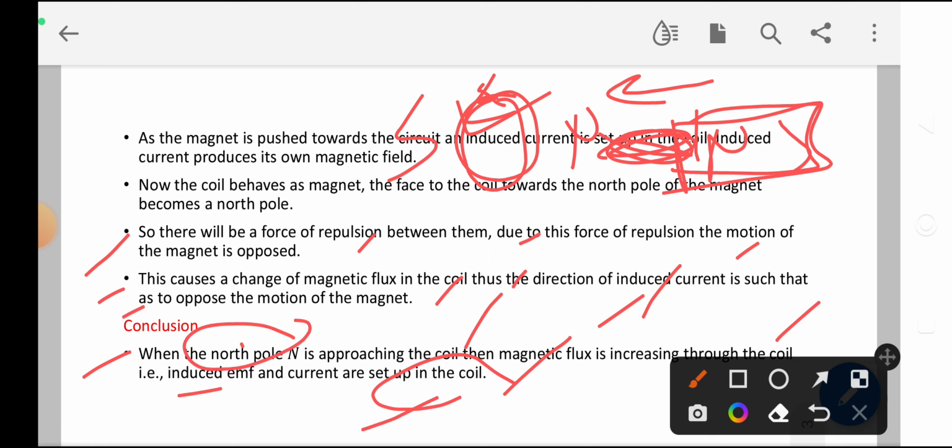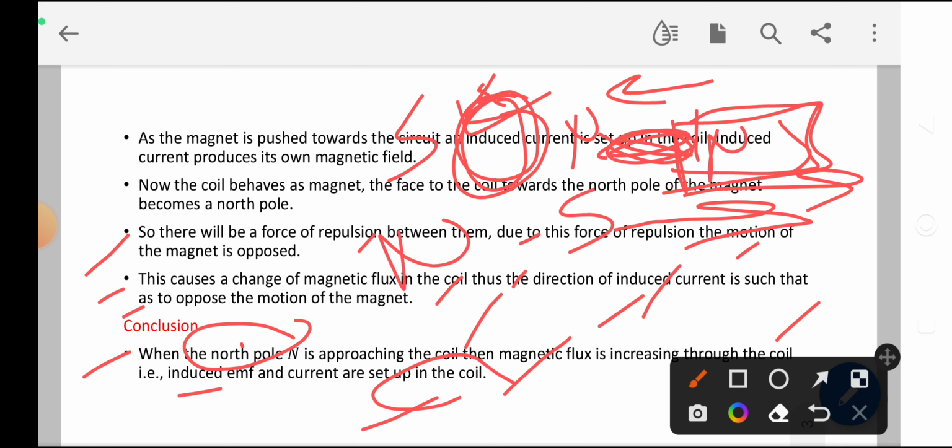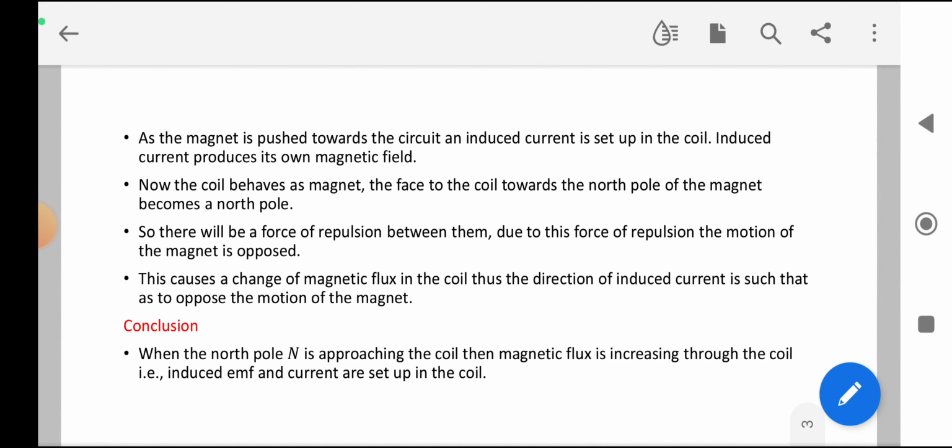Okay, and if the bar magnet goes away from this coil, then this side south forms and this side north forms, right? Then this south can attract the north of the bar magnet, so the bar magnet cannot go easily away from this coil. So like this it always opposes, either in the forward or backward direction. This is called Lenz law.